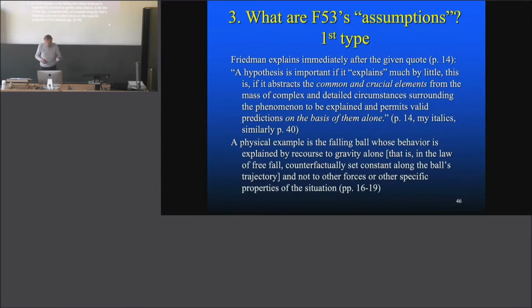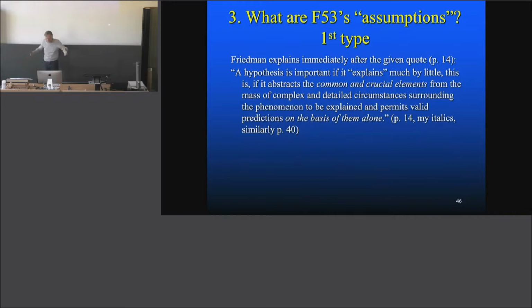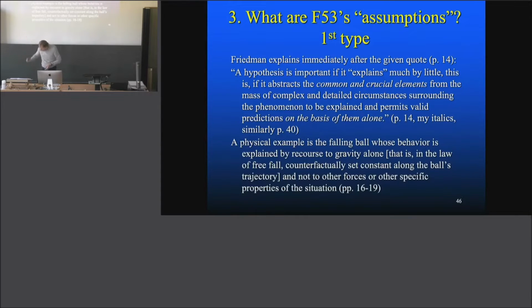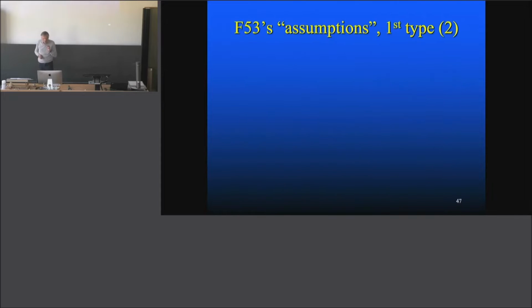And the physical example is the falling ball, whose behavior is explained by recourse to gravity alone. That is, in the law of free fall, gravity is counterfactually set constant along the ball's trajectory. Friedman doesn't mention that, but that's the case. In truth, it's not constant along the free fall, but this is an approximation, and we need not know other forces or other specific properties of the situation. So, what does he say by that?